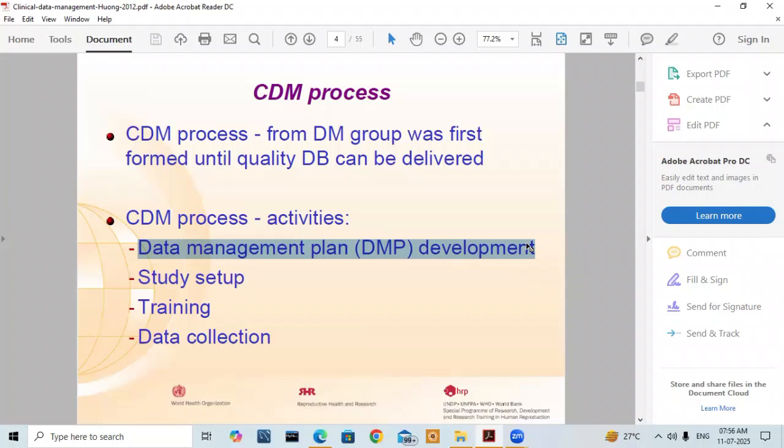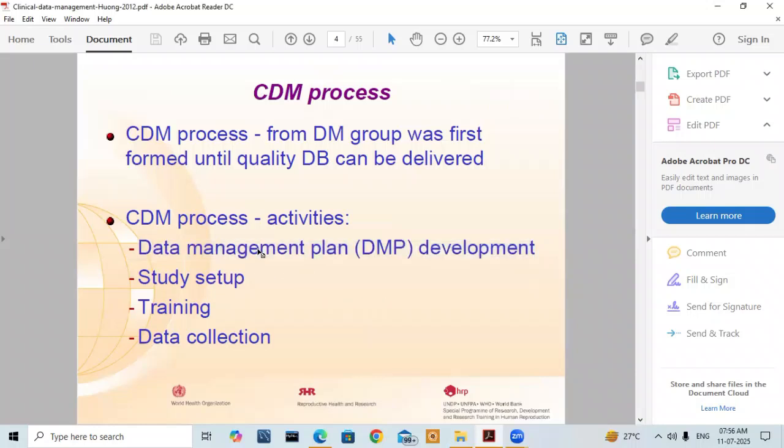Okay. See the CDM process we are seeing now, right? Everyone listening now, the CDM process is what here? See here, the data management plan. The DMP is nothing but the data management plan, the first step in the clinical data management process.